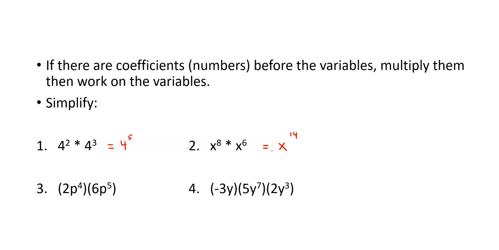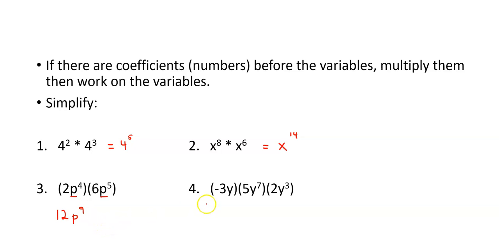Ones down the bottom are a little more complicated, so let's take a look at those. I've got a 2 and I've got a 6. 2 times 6 is 12. There's nothing else I can do with that. Now look at the p's. I got 4 of them here. I've got 5 of them there. 4 plus 5 is 9 of them.